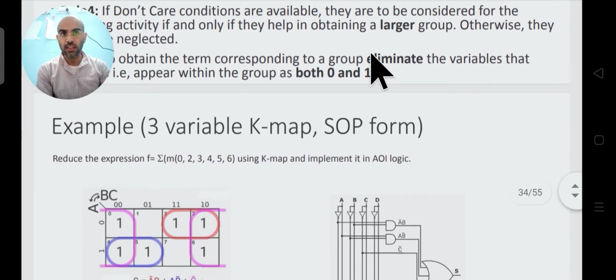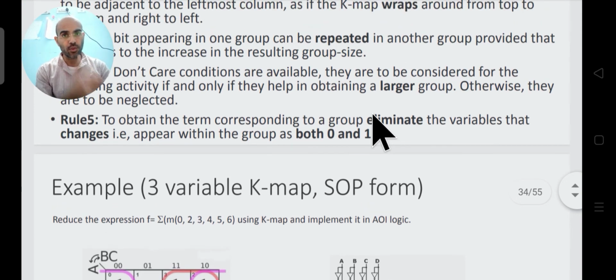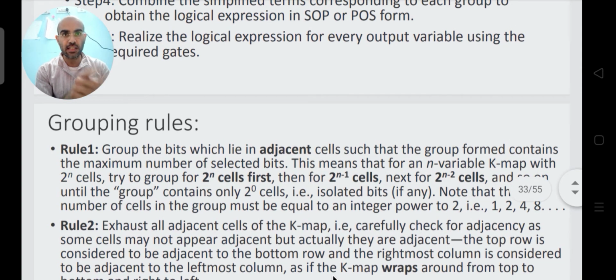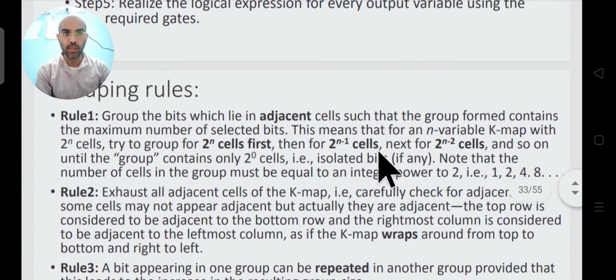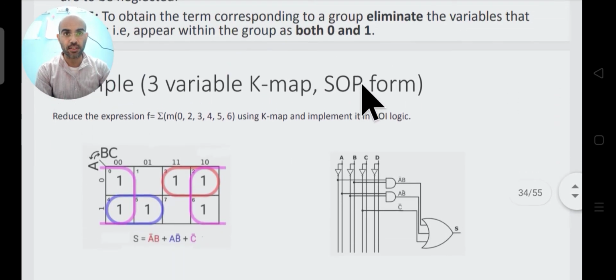So this is what the grouping rules are about, and once you get the Boolean expression, then you implement it. We have already seen these steps in the last slide. So these are the steps which you have to implement here, to get the expression and then its implementation.